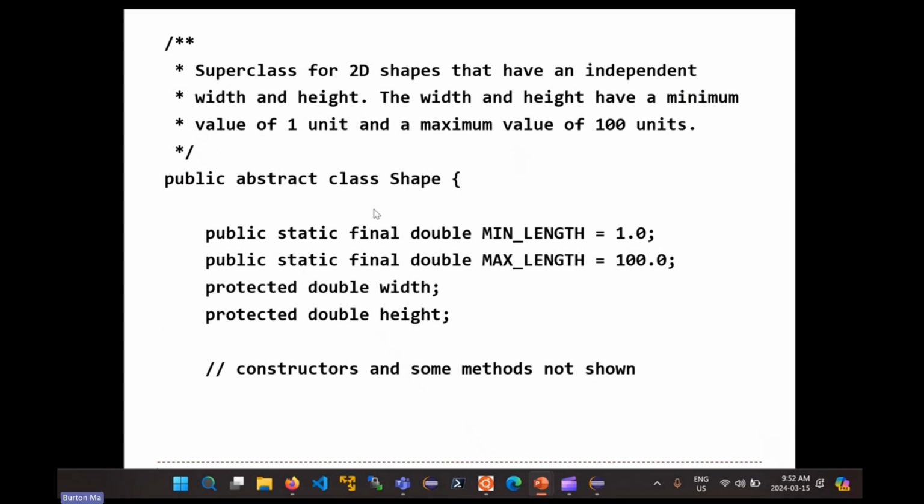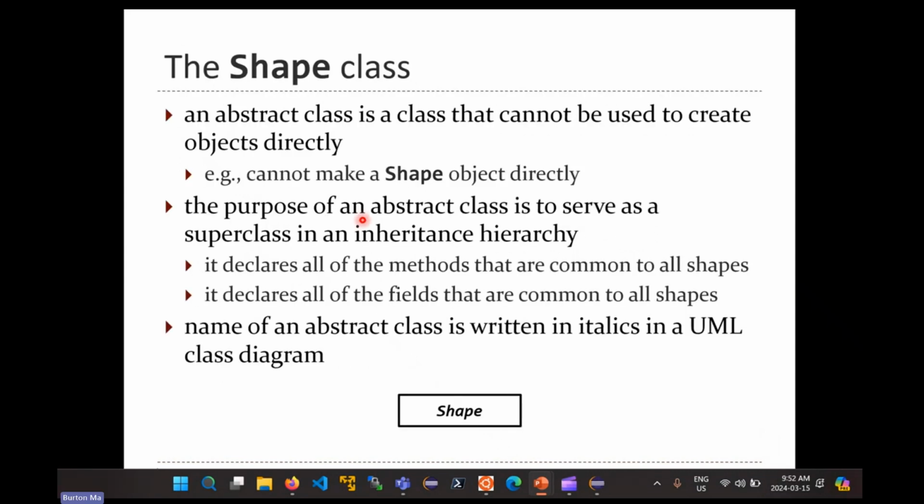So here's shape. Now we've got this keyword abstract sitting here. When you mark a class as being abstract, what you're saying is that there is no such thing as a shape object. Instead, there's a bunch of subclasses of shape that inherit a bunch of features from this class. So the purpose of an abstract class is to serve as a superclass in an inheritance hierarchy.